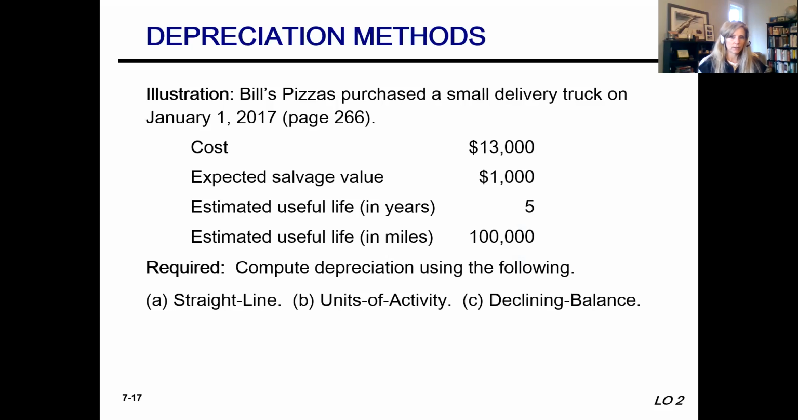So as an example here, this is on page 266 of your textbook. They have an example where the cost was $13,000 for this truck. The estimated salvage value is about $1,000. So all you're allowed to amortize is $12,000, because you're getting this $1,000 back. It's going to last about 5 years, and the estimated useful life in miles is 100,000 miles. Should be using kilometers. So let's calculate the straight line method, units of activity, and declining balance, just to give you a sense of how different they would look.